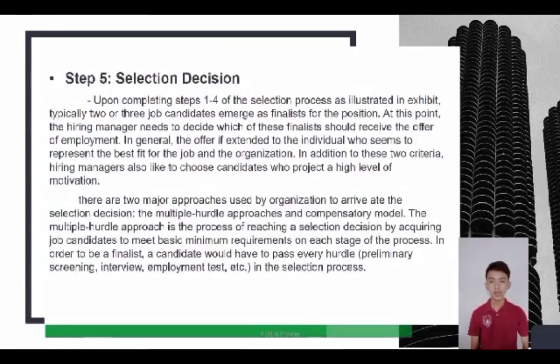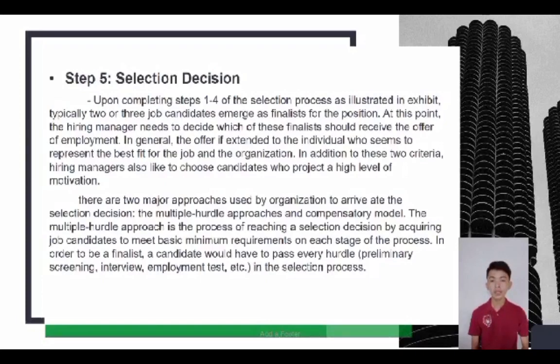Step 5. Selection decision. Upon completing steps 1 to 4 of the selection process, as illustrated in the exhibit, typically 2 or 3 job candidates are finalists for the position. At this point, the hiring manager needs to decide which of these finalists should receive the offer of employment. In general, the offer is extended to the individual who seems to represent the best fit for the job and the organization.